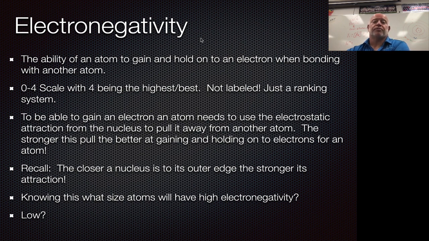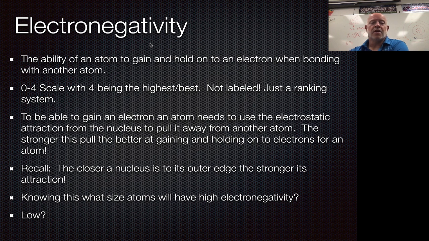Because of this, it's really useful for us to predict which of these two atoms, when they collide with each other, is going to be the one that takes the electron, and which one's going to be the one that gives it away. That prediction, or that ability to gain an electron, is called electronegativity. Things with high electronegativity are very good at gaining electrons. Things with low electronegativity do not gain electrons very well, which means they're more likely to give them away.